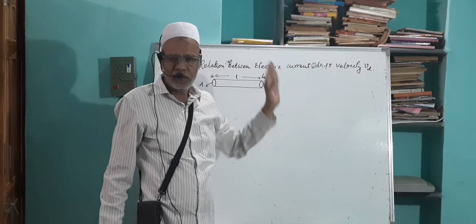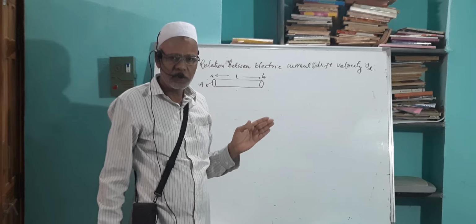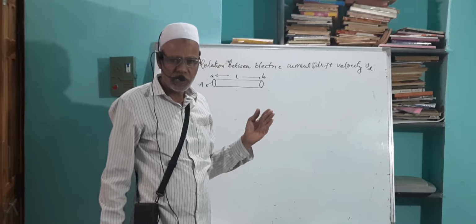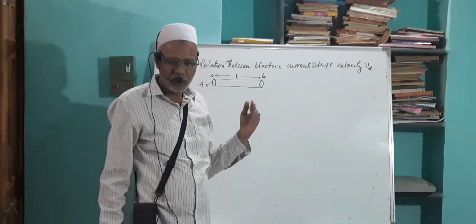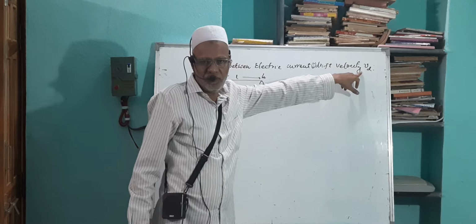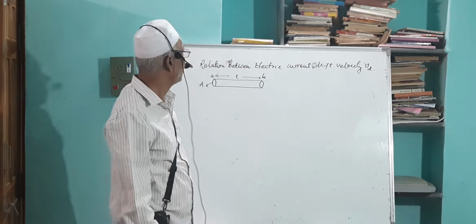It is the average velocity with which free electrons get drifted towards the positive end of the conductor under the influence of an external electric field. This is the definition of drift velocity. Drift means displacement, is it?